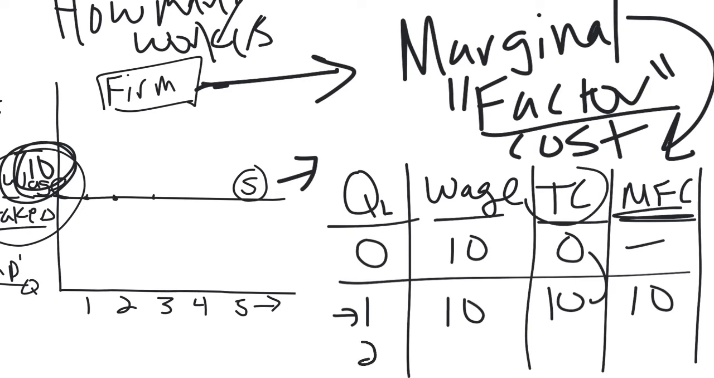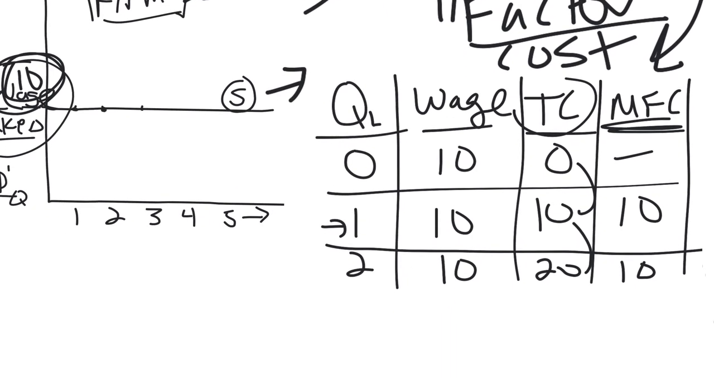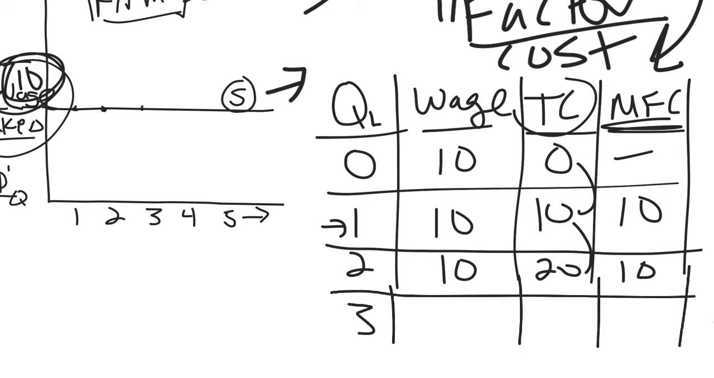All right, so if we look at the second one, we hire a second worker. We pay him a wage of 10. Our total cost went up to now 20. We have 2 workers at $10 each. So the marginal factor cost goes from 10 to 20, so it is 10. And if I do one more example with it, you can kind of see what we're talking about here. If we decide to hire a third worker, we can pay that worker $10. Our total cost goes up to 30, and our marginal factor cost is from 20 to 30, so it's 10.